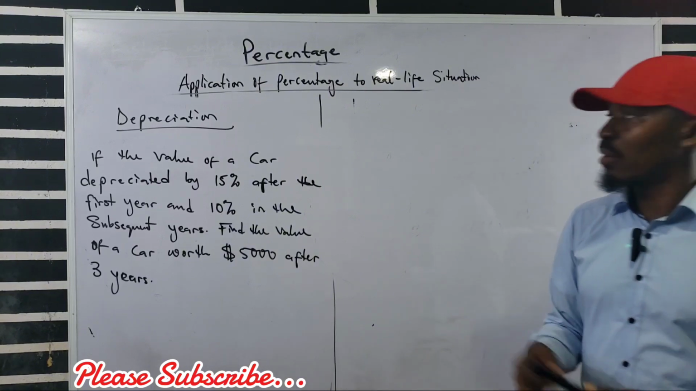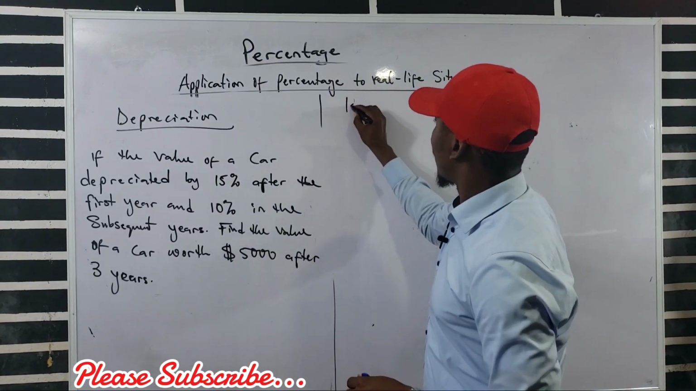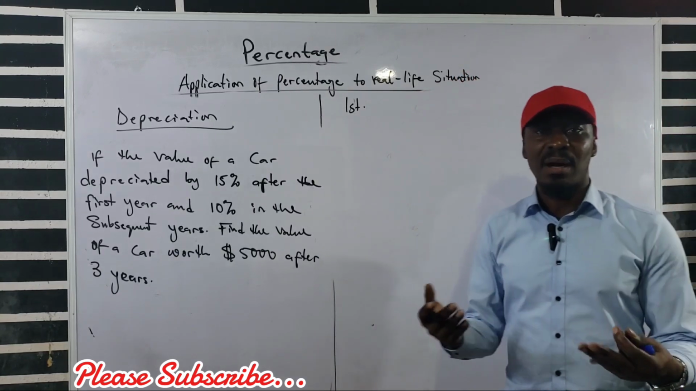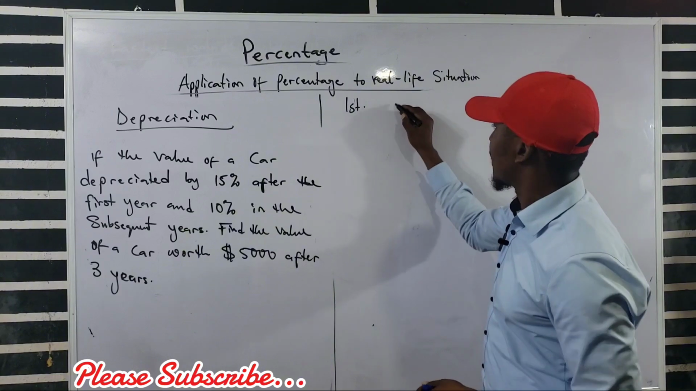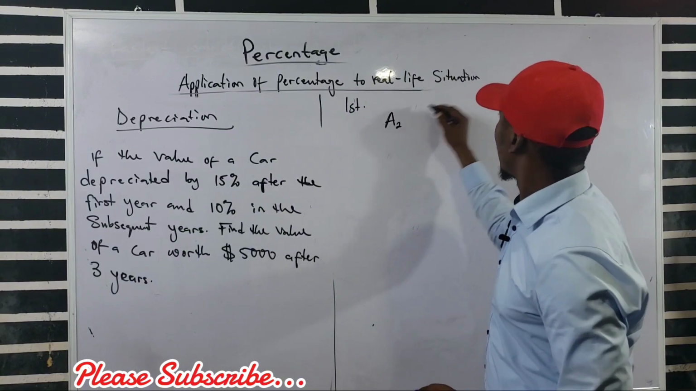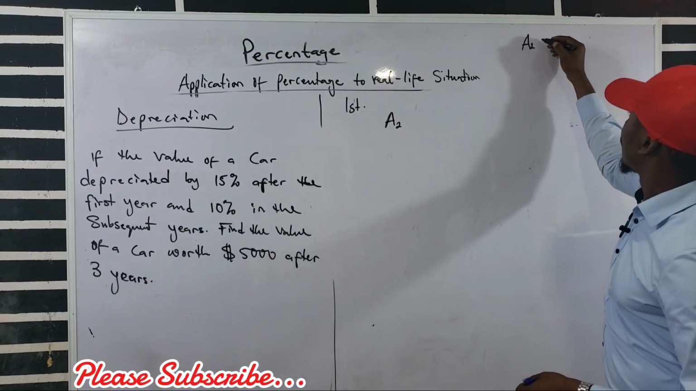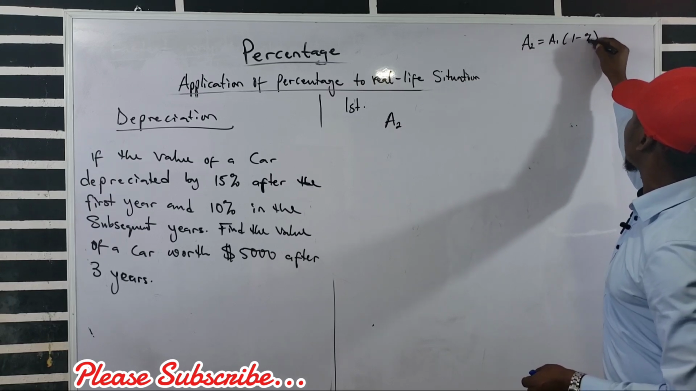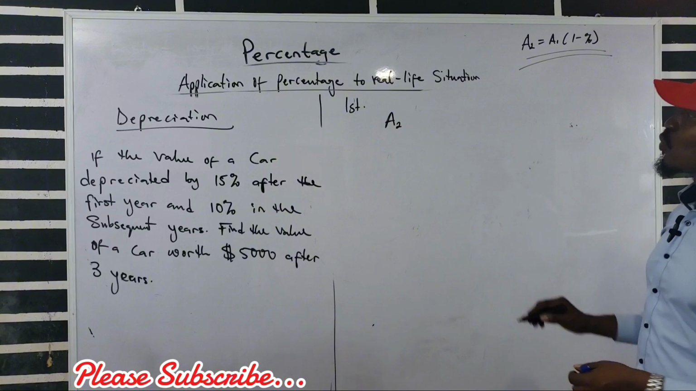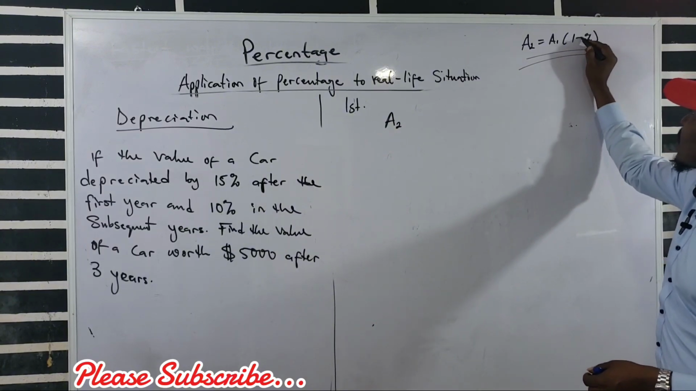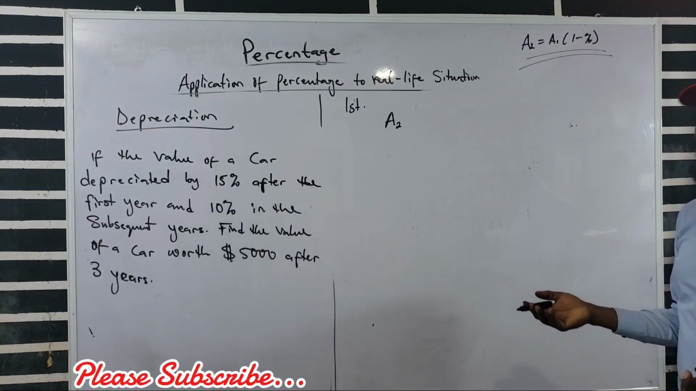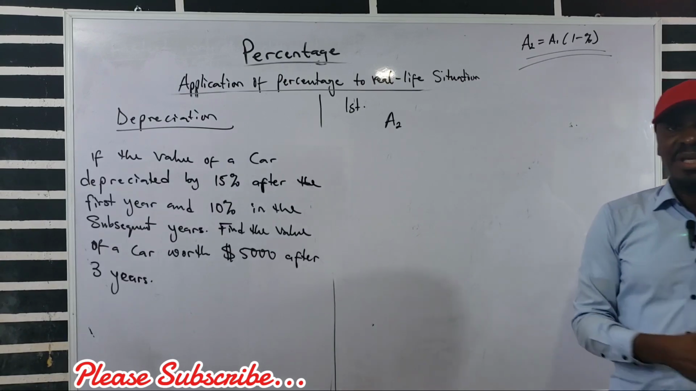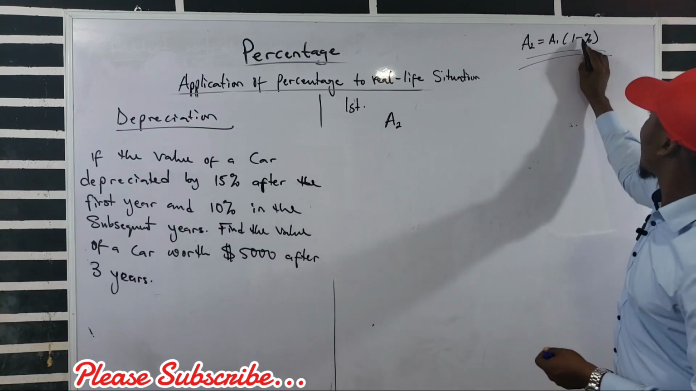Now, how are we going to solve? First of all, remember depreciation is like a percentage decrease. So for the first year, we are going to use A2 equals A1 into 1 minus the percentage. This is what we are going to be using. Minus, because depreciation is always percentage decrease, while appreciation is percentage increase. So we have minus here.